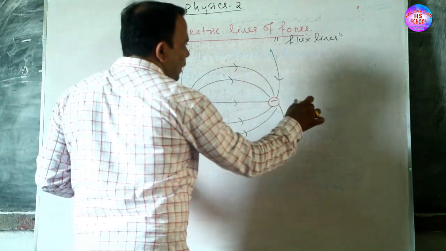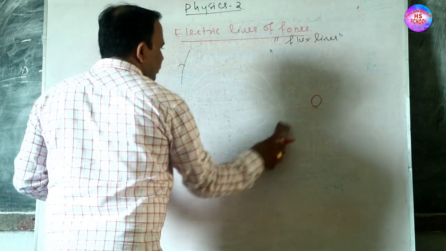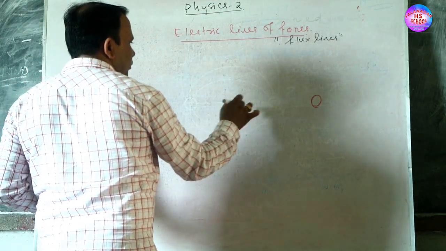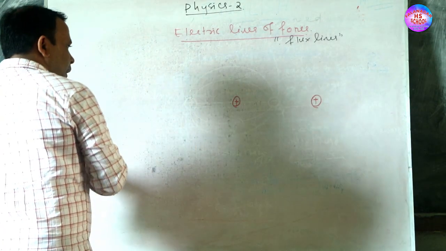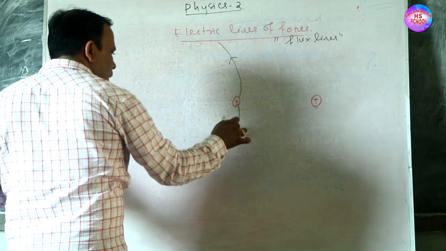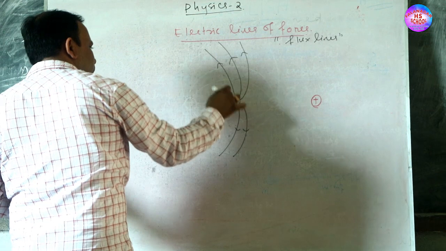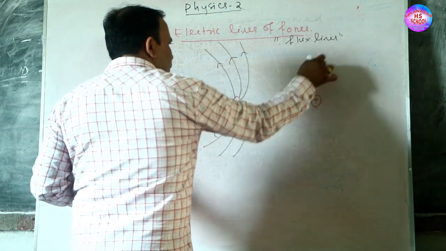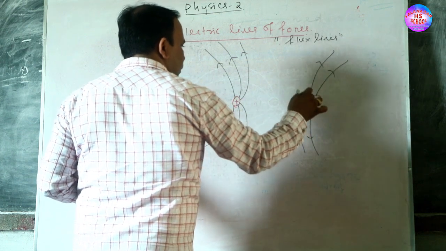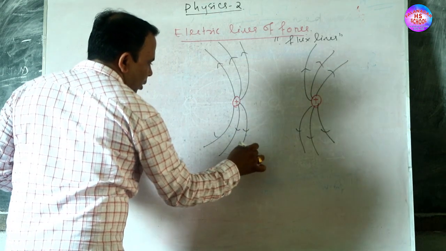If the two charges are similar in nature, the electric lines of force repel each other because the two charges are similar in nature. This is the electric lines of force for similar charges.